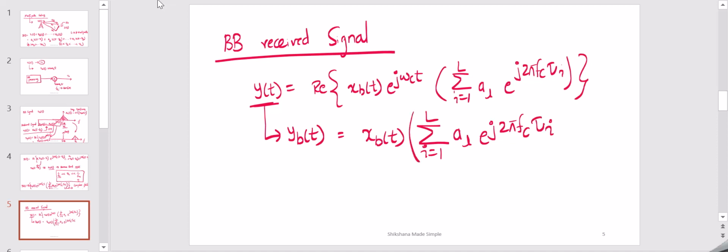So what is this component called? This is nothing but your channel coefficient.